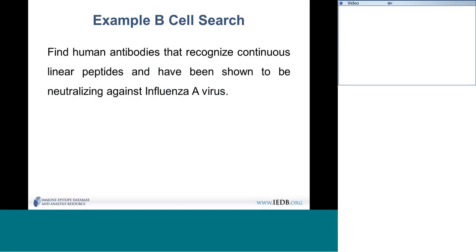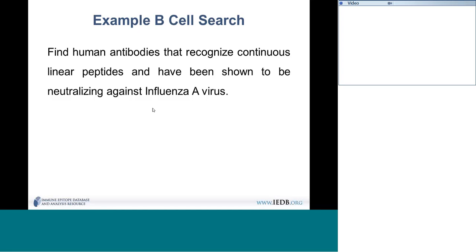So I'm just going to continue that theme and present a couple of example searches framed in the form of questions that an immunologist might ask him or herself. The first one is asking, how would we find antibodies that recognize continuous linear peptides and have been shown to be neutralizing against influenza A virus?